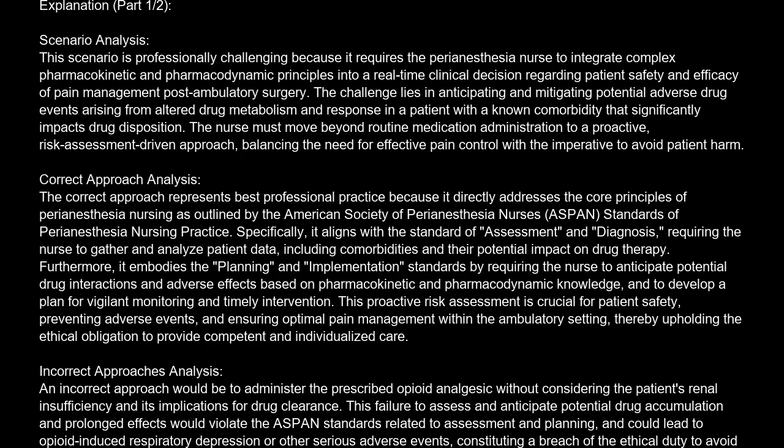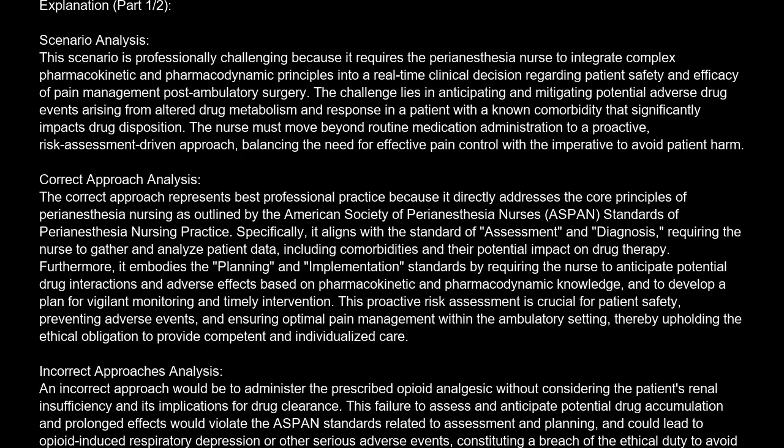Correct approach analysis. The correct approach represents best professional practice because it directly addresses the core principles of perianesthesia nursing as outlined by the American Society of Perianesthesia Nurses, ASPAN Standards of Perianesthesia Nursing Practice.